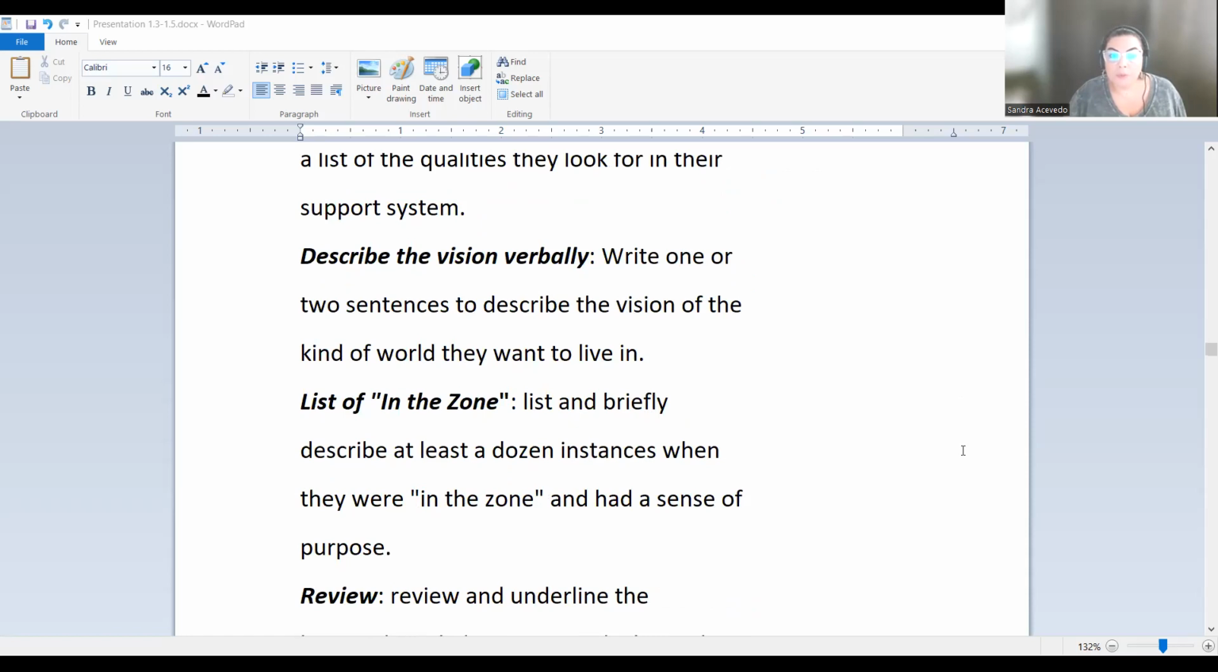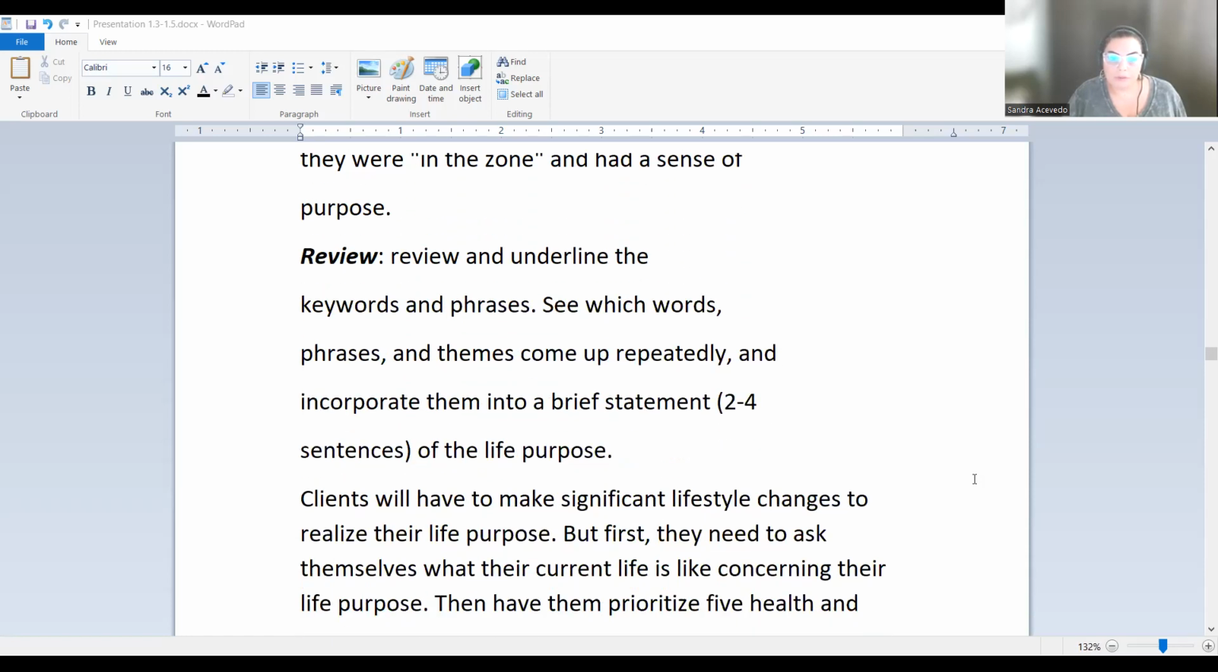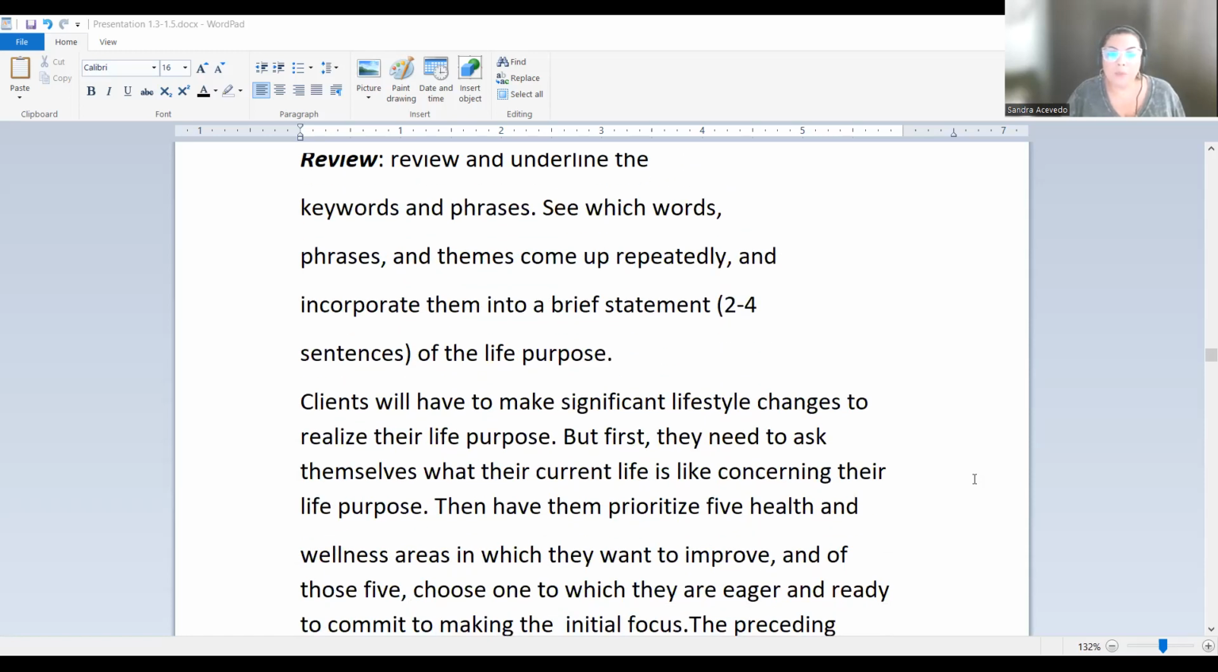Describe the vision verbally. Write 1 or 2 sentences to describe the vision of the kind of world they want to live in. And list the times they were in the zone. List and briefly describe at least a dozen instances when they were in the zone and had a sense of purpose. Review and underline the key words and phrases. See which words, phrases, and themes come up repeatedly and incorporate them into a brief statement, 2 to 4 sentences of the life purpose.